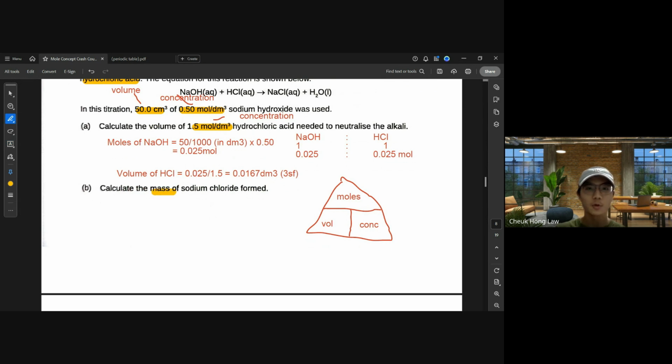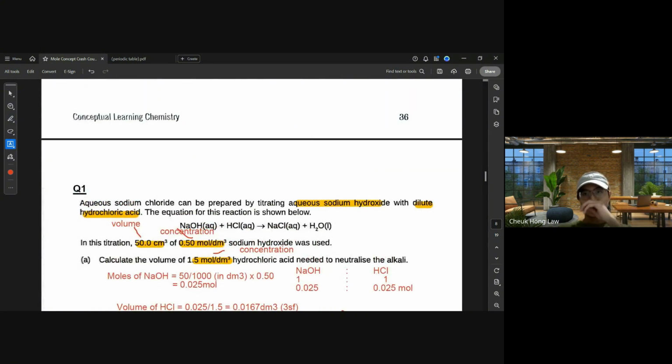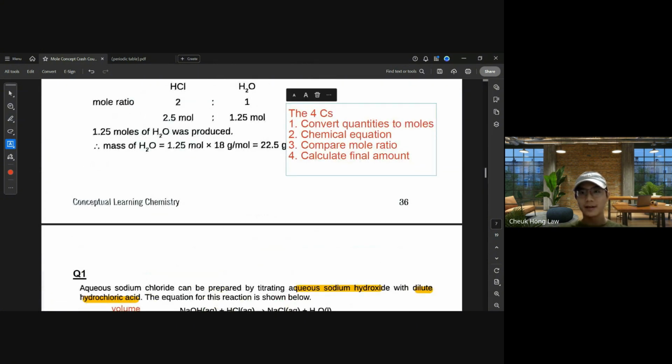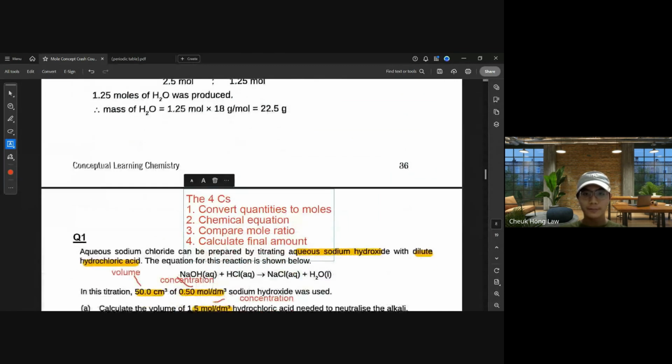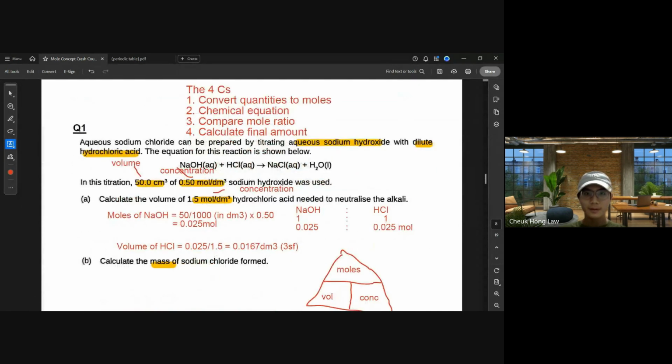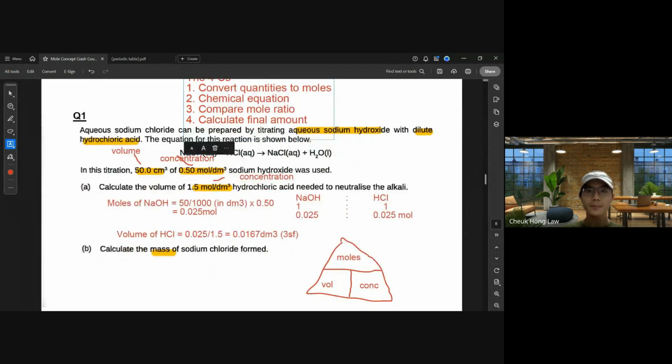Calculate the mass of sodium chloride formed. So let's look at the 4 C's again. I'm gonna bring it down here. First step, convert quantities into moles. We already did that in the first step, so we don't have to do that again. Second step, chemical equation. We already have the chemical equation down, so we can move on straight away to the third step.